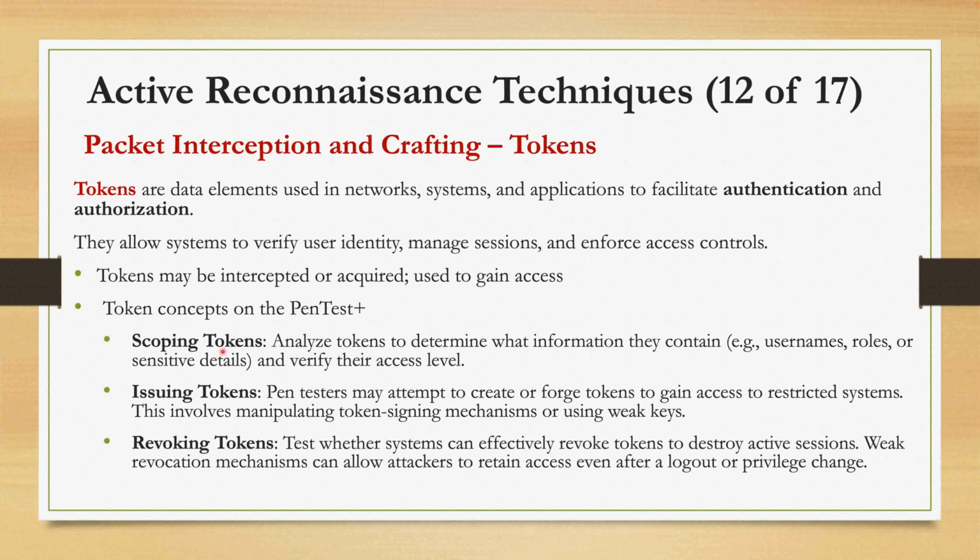scoping tokens. Okay. Scoping tokens basically means analyzing tokens to determine what information they contain, like does it contain a username, roles, or sensitive details, and verifying their access level. Here we have issuing tokens. A pentester may attempt to create or forge tokens to gain access to a restricted system. Obviously, this involves manipulating the token signing mechanism or using weak keys.